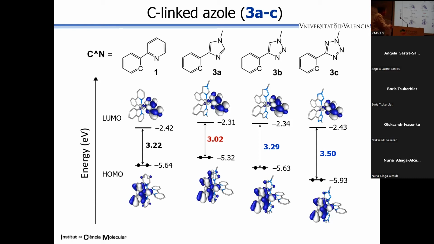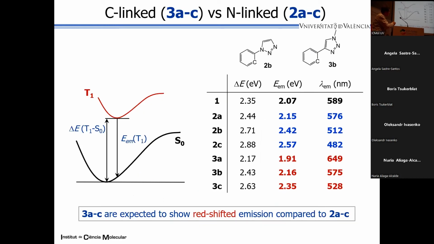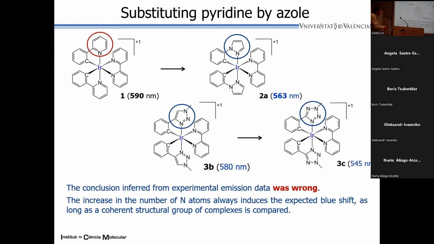The conclusion is you have the blue shift, yes, but now the HOMO-LUMO gaps are 0.3 eV smaller than before. Here you can see the series with the nitrogen linked, and this is the series with the carbon. I mean, you always have the shift to the blue, to the lower wavelengths, but here a redshift with respect to the other series. The conclusion we inferred from the experimental data was wrong in the sense that we were not comparing the same situation. If we compare triazole with tetrazole, the shift to the blue is occurring.